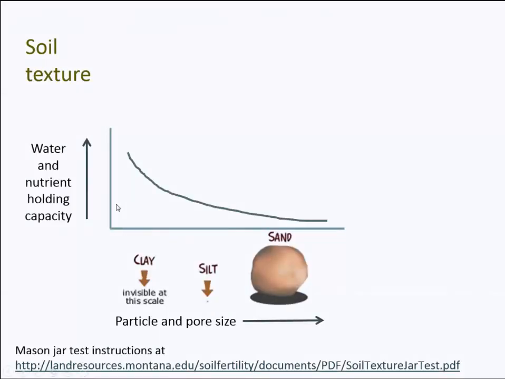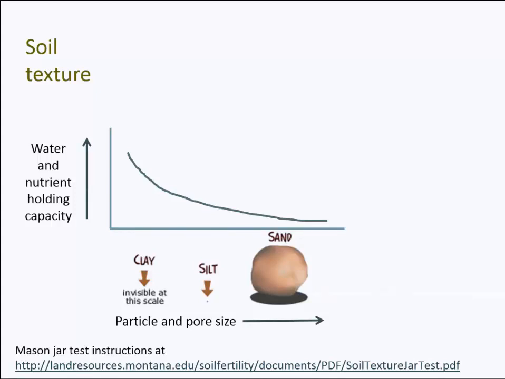This is a graphic that shows as soil texture increases from a clay up to a sand, from basically something that's invisible to the naked eye up to something quite a bit larger, water and nutrient holding capacity decline. So as probably makes sense to you, as the soil texture increases, it cannot hold as much water or as much nutrient.